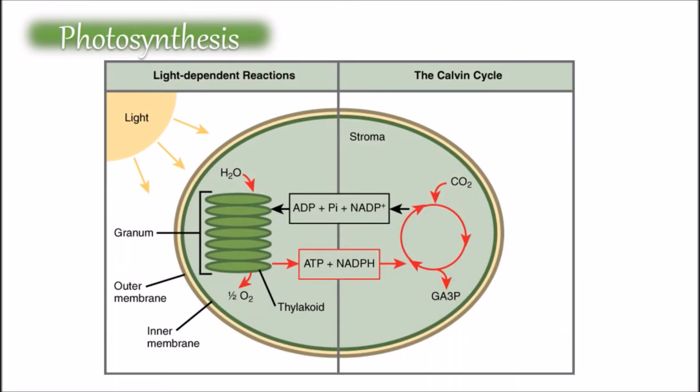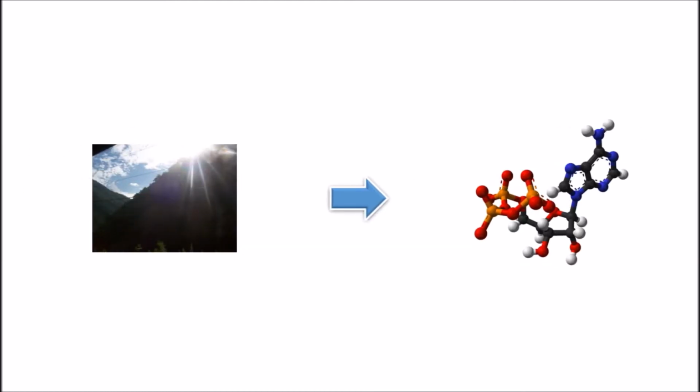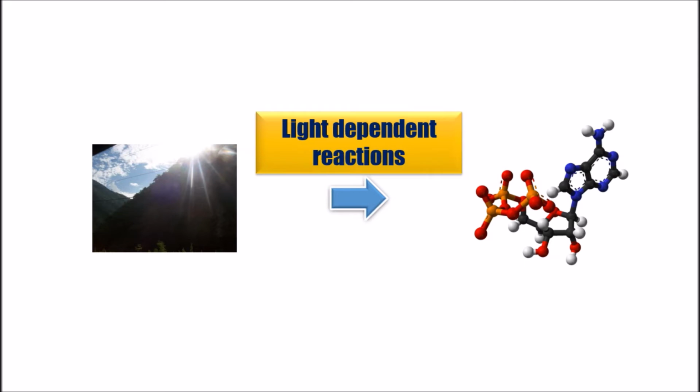The process of photosynthesis consists of two main stages and they are integrated. They are the light-dependent reactions and the Calvin cycle. In this video, we will talk about light-dependent reactions. Light energy is converted into chemical energy during the first stage of photosynthesis, which involves a series of chemical reactions known as the light-dependent reactions.